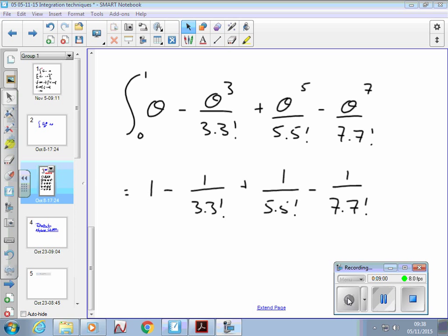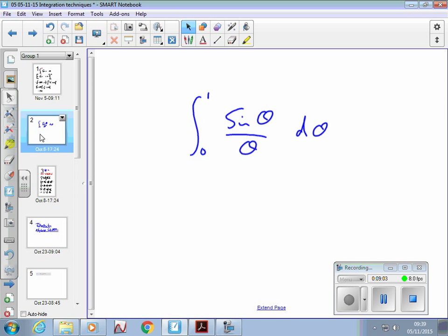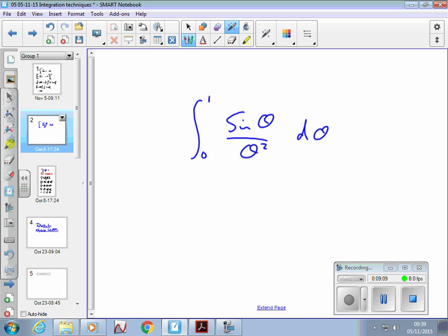Okay, let's go back to this. What would it be if it was sine theta over theta squared? Could I use the same method to do it? Why not? I'd just be dividing each term by theta squared, and then I could simplify. Exactly the same idea. Could I do it if it was the square root of theta? Yeah, theta to the half, and again I could do cancelling. Would it work if instead of dividing by theta, I multiplied by theta? Could I use the same technique then?